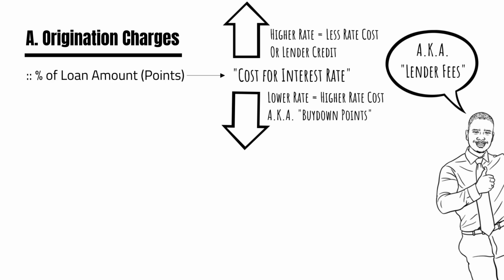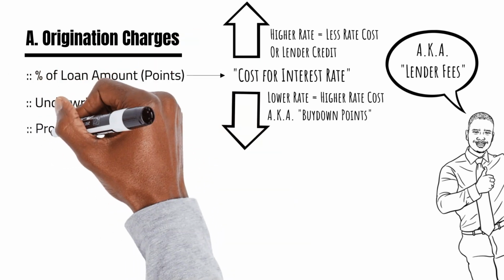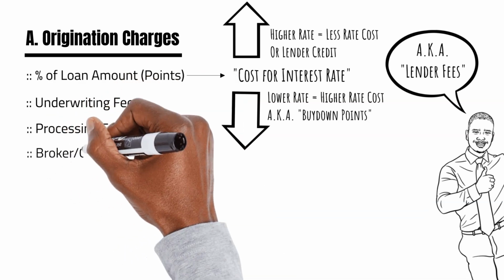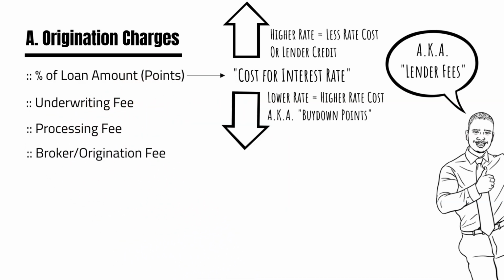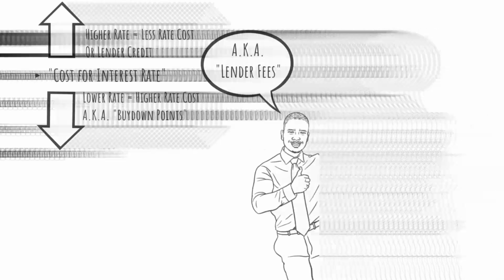Other items that you'll see here are things like an underwriting fee, a processing fee, or a broker fee. But ultimately, the items that are disclosed in this section are determined by the lender and/or broker that is providing the loan to you.